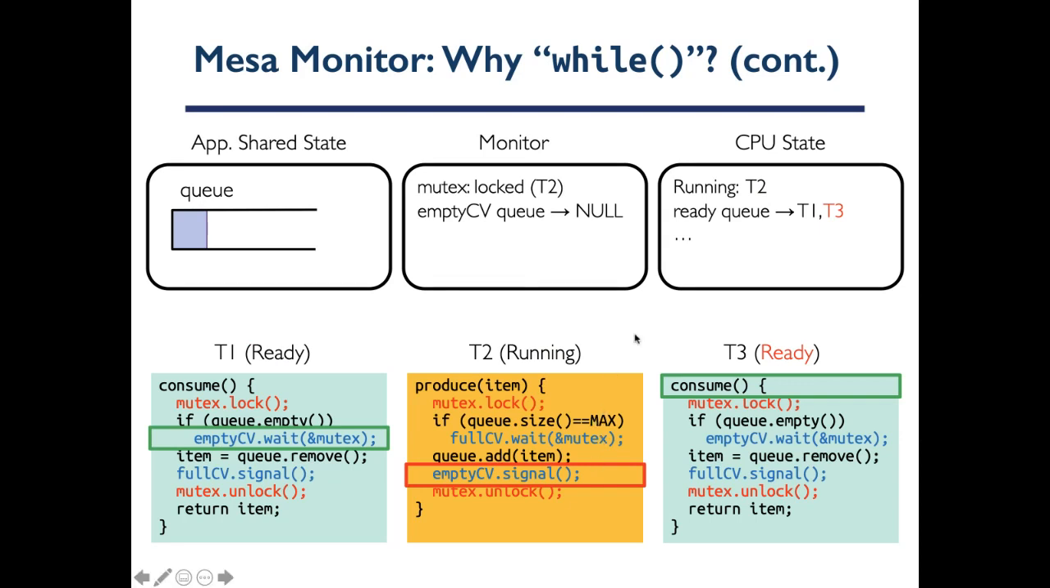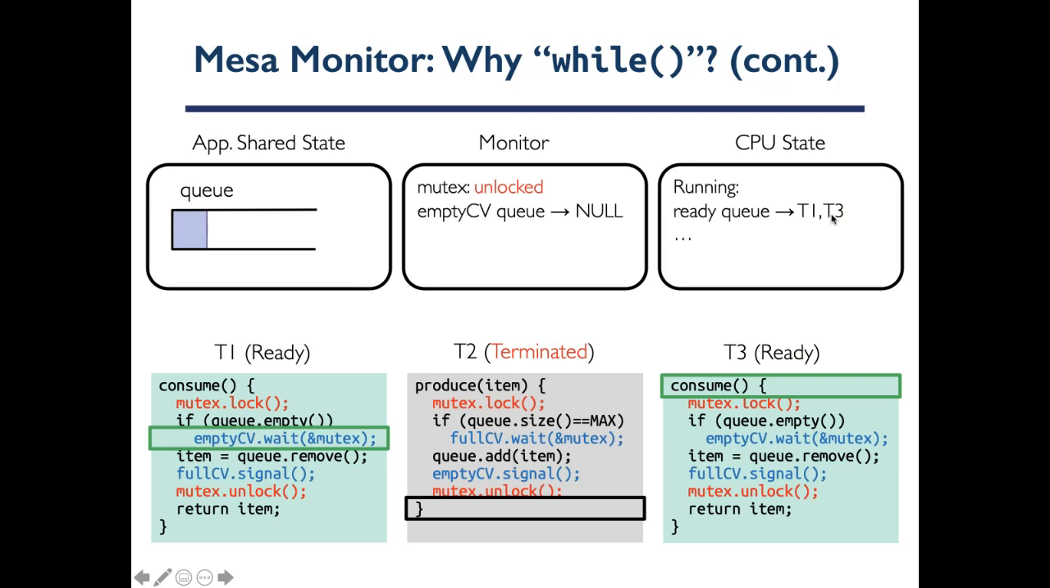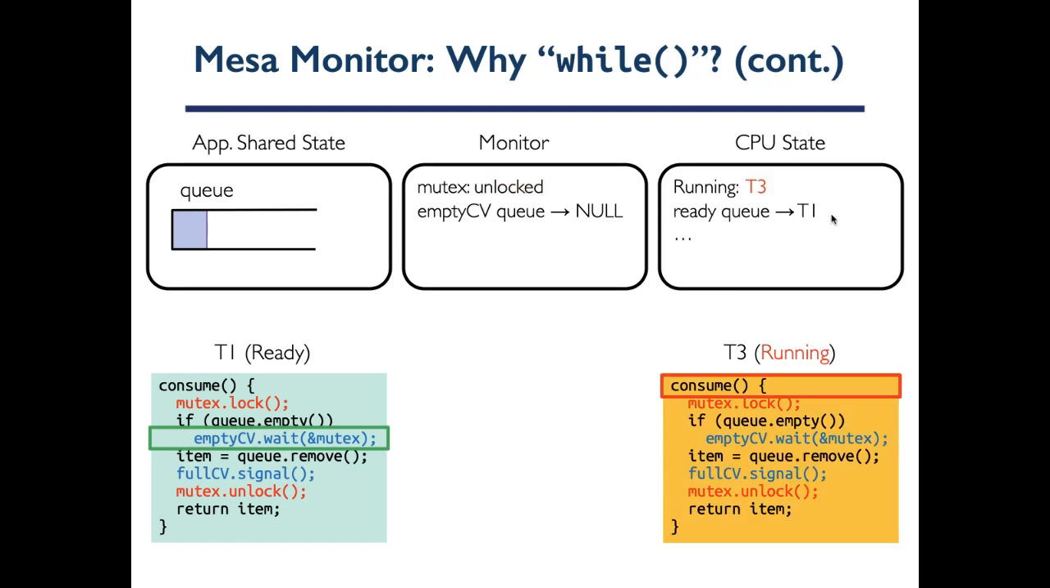Because T2 is running, T3 also goes to the back of the ready queue. Now T2 terminates. T2 is done. Now the scheduler has to pick, because there are two tasks on two threads on the ready queue. Let's say the scheduler picks T3. So now T3 is running, and T1 is on the ready queue.